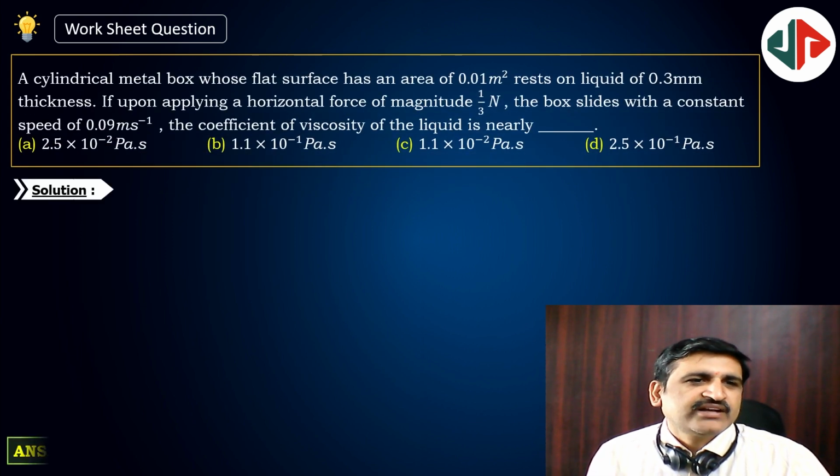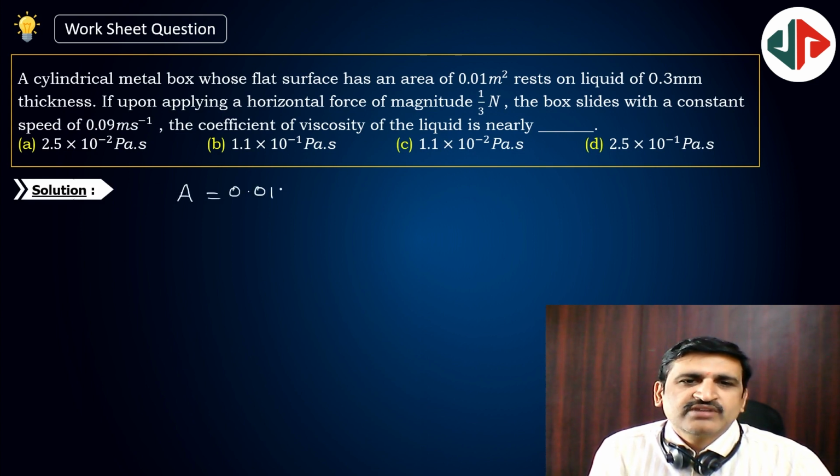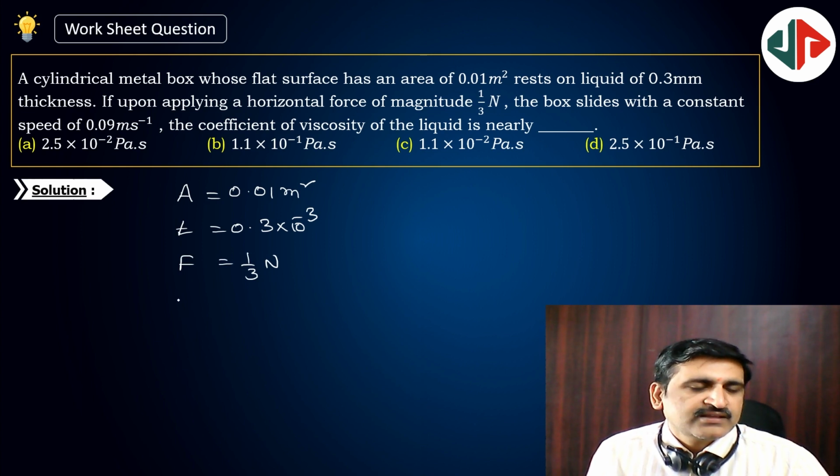A cylindrical metal box whose flat surface has an area A is equal to 0.01 meter square rests on a liquid of thickness T is equal to 0.3 mm, 10 to the power of minus 3. Upon applying horizontal force of magnitude F is equal to 1 by 3 Newton, the box slides with a constant speed V is equal to 0.09 meter per second. The coefficient of viscosity of the liquid is nearby, eta equal to how much?